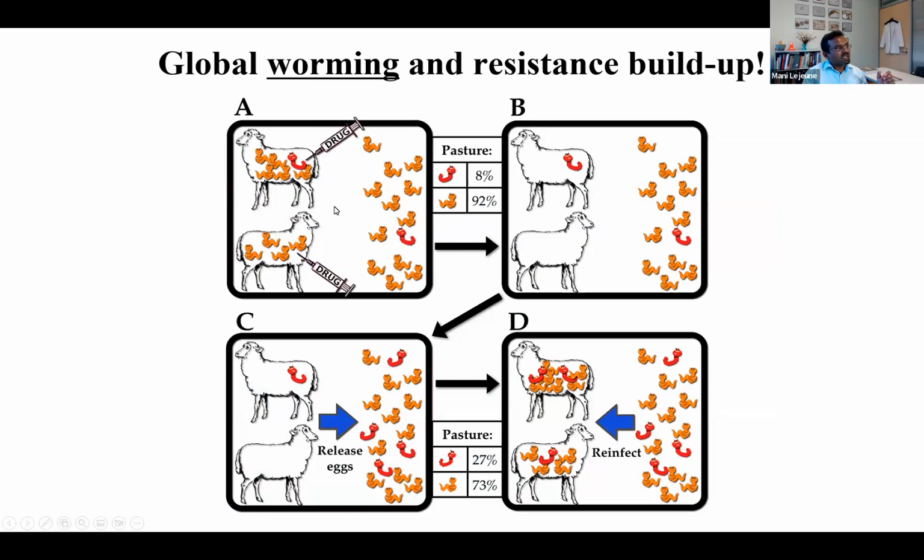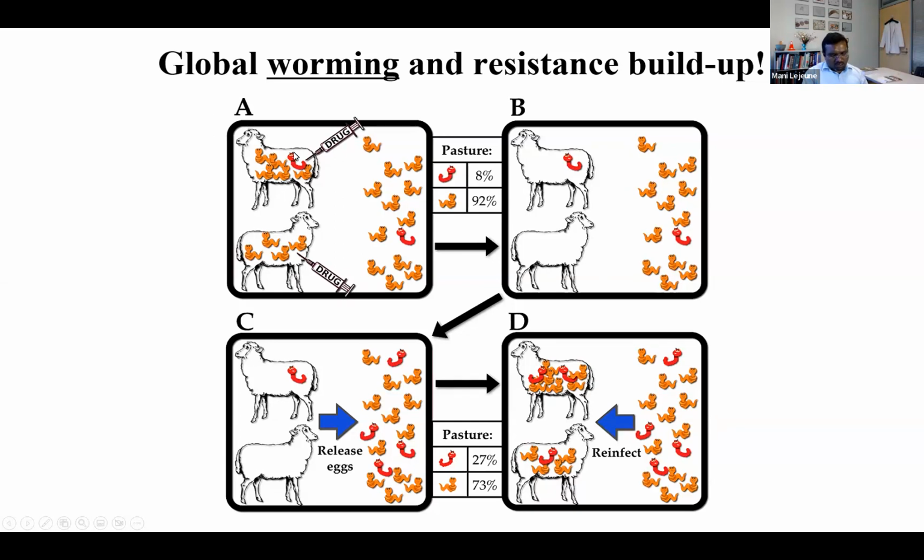to the susceptible 92%. And if we adopt the strategy of treating all animals in the flock, then you would kill all the susceptible worms, and the resistant worms are still present in some animals, and they produce progeny, and this progeny would then contaminate the pasture. At the pasture level, in a few generations, you would see 27%, so there is an increase of these resistant worms in the pasture.